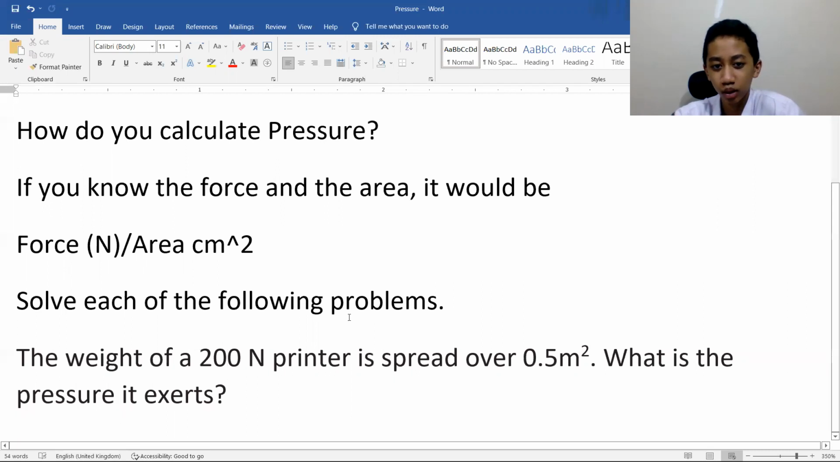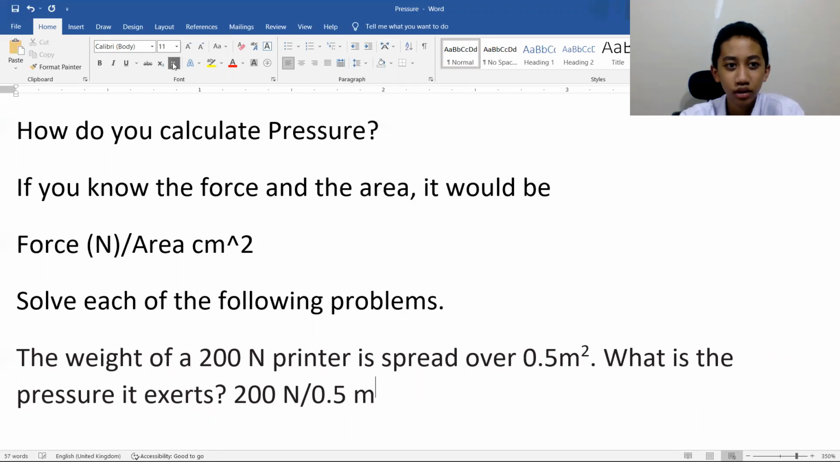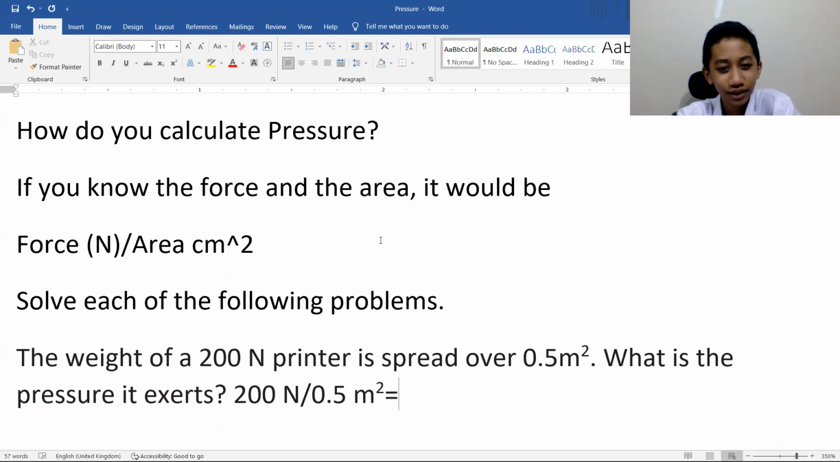Solve each of the following problems. The weight of a 200 Newton printer is spread over 0.5 meters square. This is the pressure it exerts. So it is 200 N divided by 0.5 meters. Equals 200 divided by 0.5.